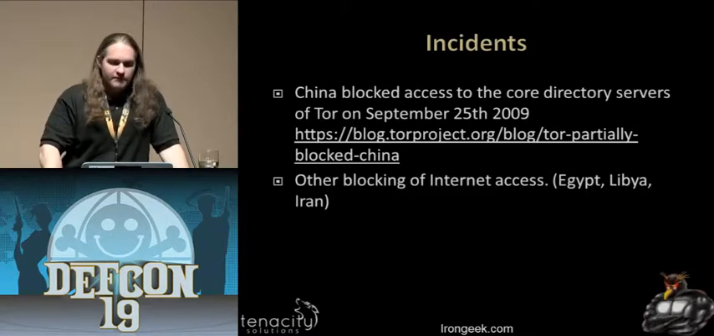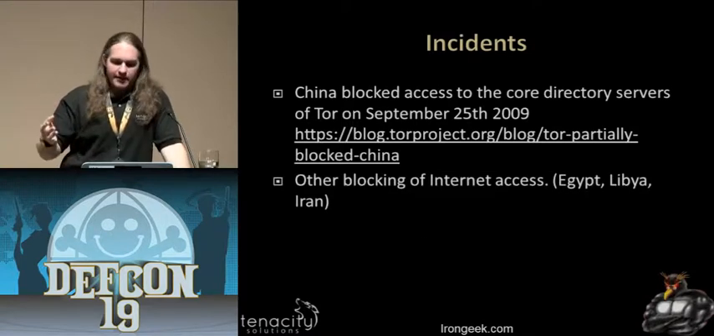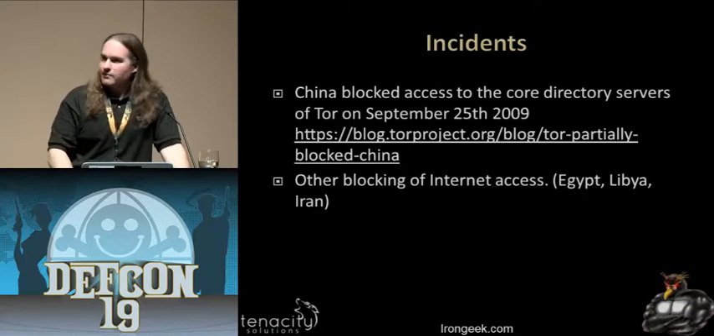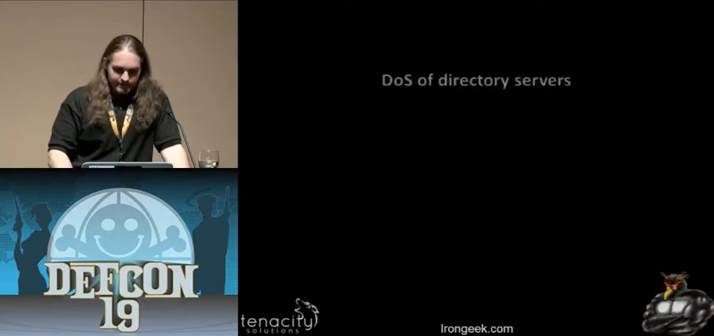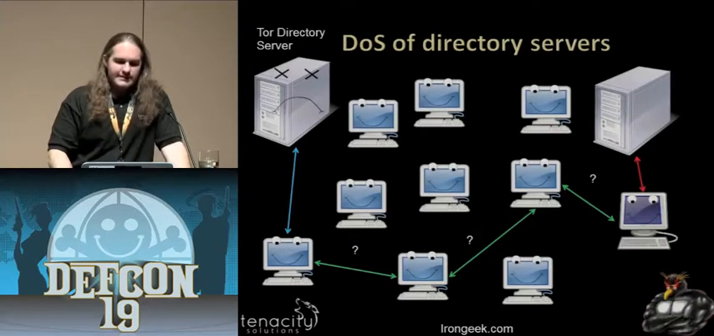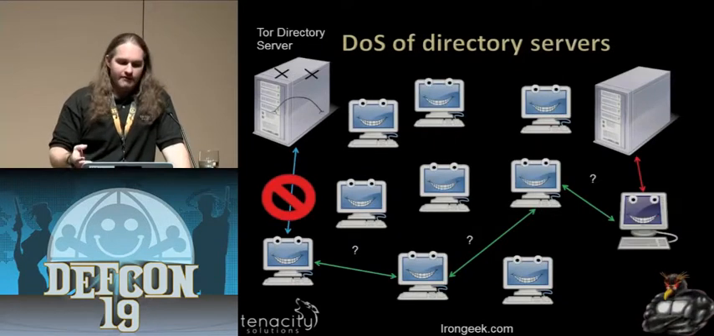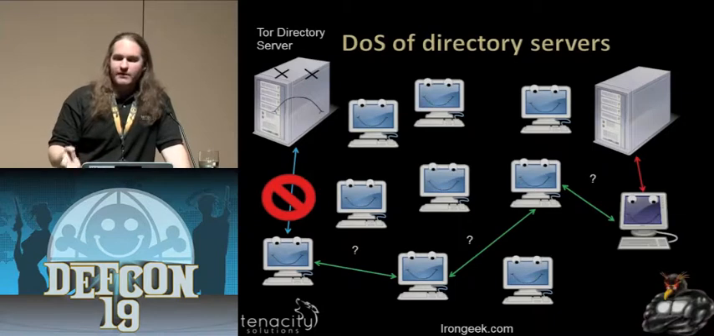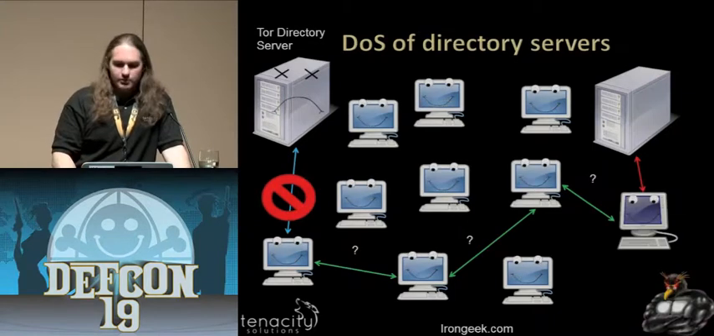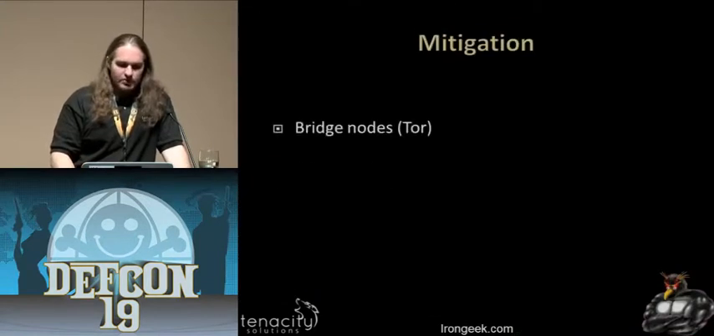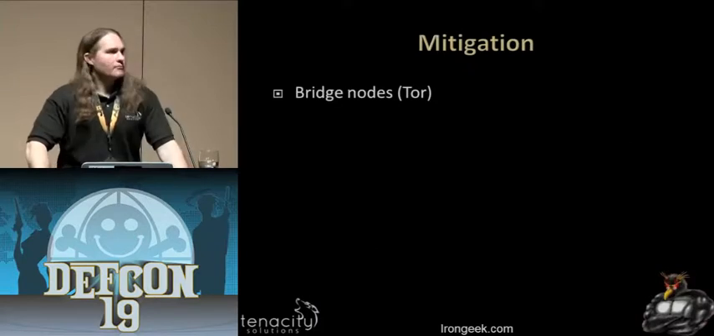There's also other general blocking of the internet that's happened, like Egypt and Libya and Iran in more recent days. So let's say someone DOSes the directory server. If they do that, then you can't find nodes to route through. If you can't find nodes to route through, you can't get on Tor. General mitigation? Well, for Tor, there's something called bridge nodes.